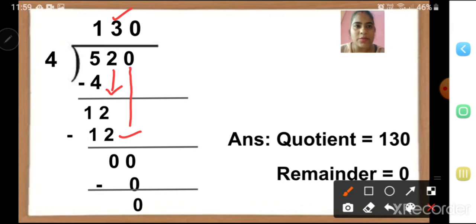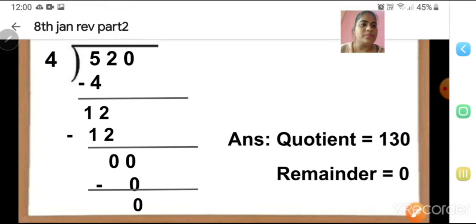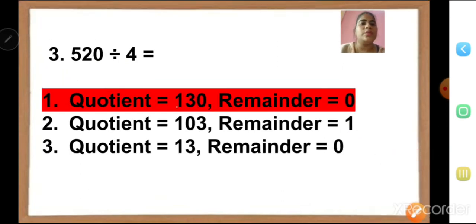Then the last number which is 0 will come down. That also we have to divide. Okay. Otherwise our answer will vary. It will be wrong. The 0 also we have to divide. How? 4 zeros are 0. Correct? Any number multiplied by 0 is 0. So 4 zeros are 0. Then 0 minus 0 is 0. So we'll get our quotient as 130 and remainder as 0. See children, quotient is 130 and remainder is 0.